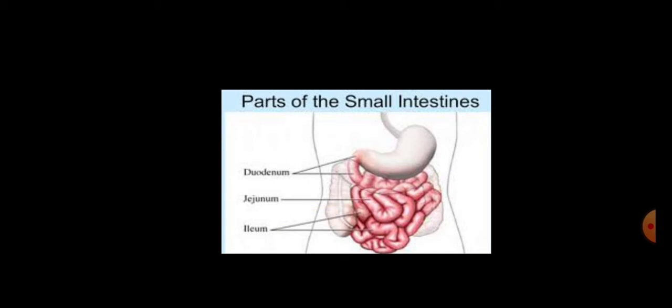This is a picture of the small intestine. The stomach continues with the duodenum, that is the first part of the small intestine. Then we can see the jejunum and the last part is the ileum. And the ileum joins with the large intestine at the lower right end of the abdominal cavity.